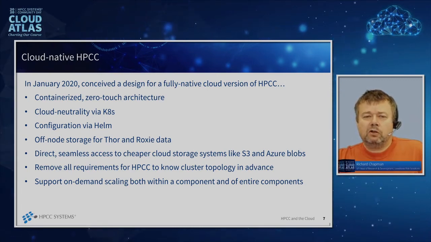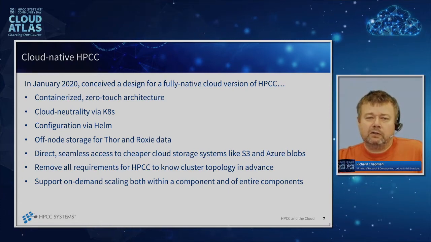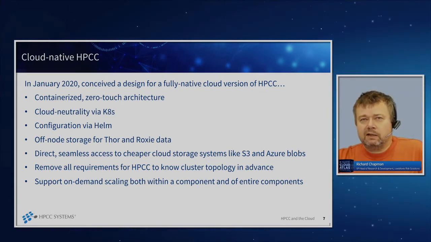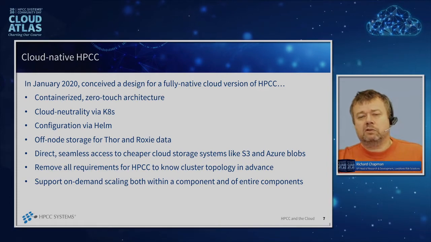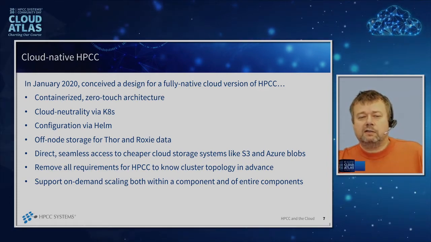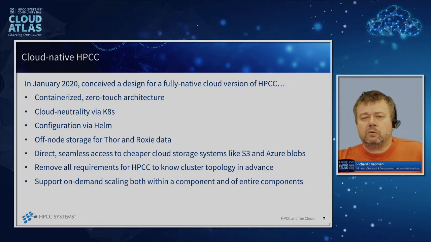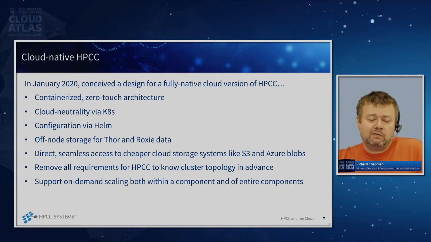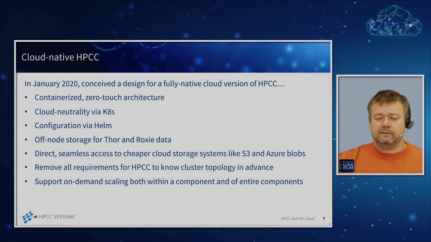We would remove all requirements for HPCC to know cluster topology in advance by using named services, discovery, or other techniques as appropriate. And we would support on-demand scaling, both within a component, such as adding more agent nodes to a Roxie as needed, or of entire components, such as starting as many Thors as required to execute submitted jobs, or even executing multiple portions of a Thor job at once. I'll go into a bit more detail about each of the above in the following slides.